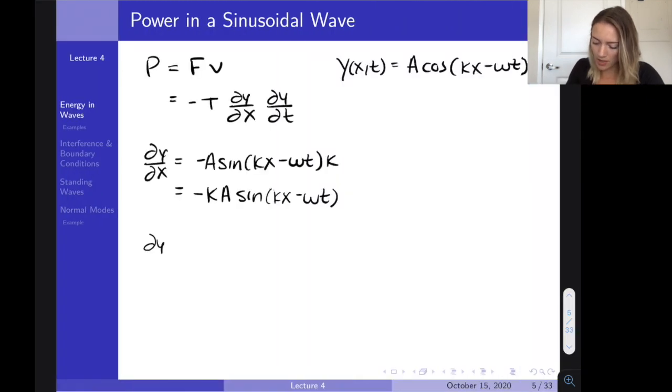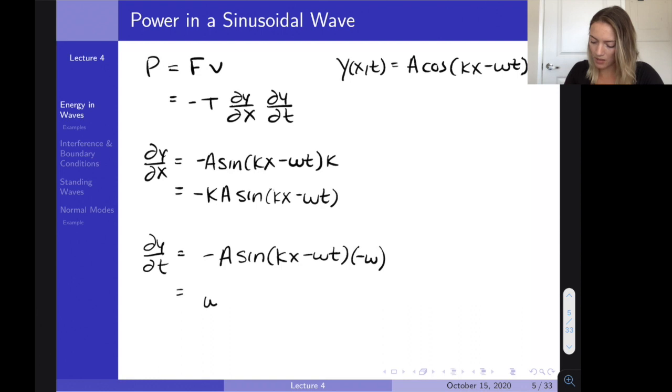All right, so then we have dy dt is equal to, again, the derivative of cosine is negative sine, so we get negative sine(kx minus omega t). And the derivative of the inside is negative omega, right? So we've got a negative omega out there. So our negatives cancel and we get omega A sine(kx minus omega t).